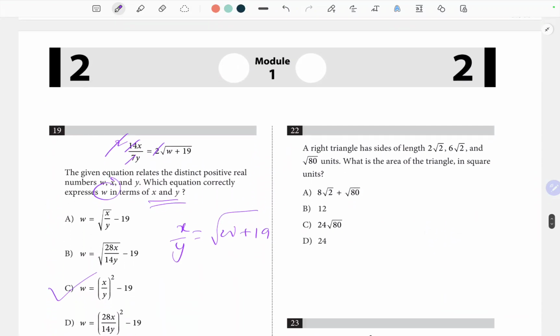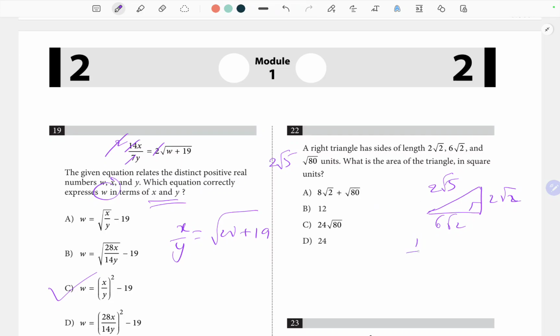Now we have to solve question number 22. A right triangle has sides of given lengths. What is the area of the triangle in square meters? So first of all we have to check root 80 is how much. So root 80 will be 2 root 5. This is the biggest length, so that will come here, and 6 root 2 can come here, and 2 root 2 can come here. By the way, if you have confusion about which length can be considered as the hypotenuse, then you can find the lengths in decimal, and then accordingly you can get the idea.